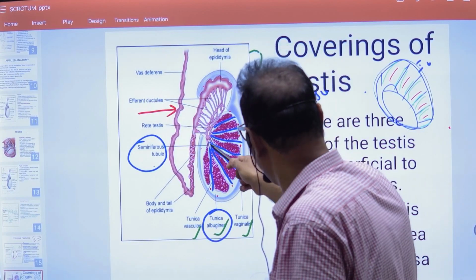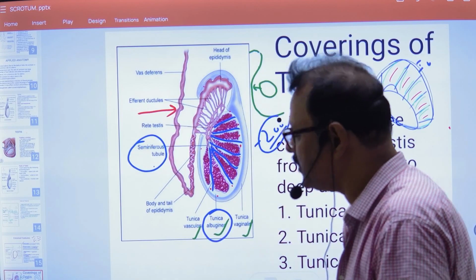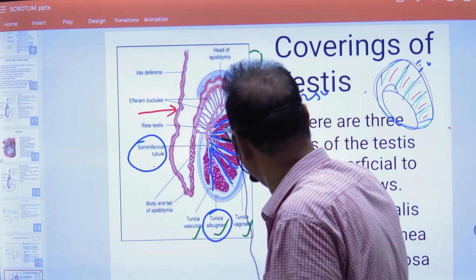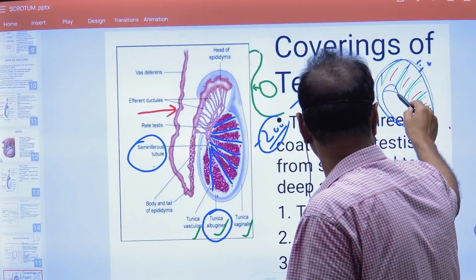Now what happens to the seminiferous tubules? All these seminiferous tubules, 200 lobules with 3 to 4 in each, each with a length of 60 centimeters. What happens to this? These seminiferous tubules actually enter into this point. At this point, they enter.